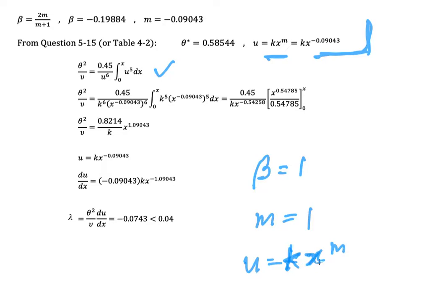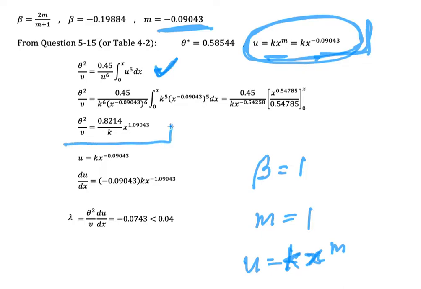But in this situation, we have m equal to negative 0.09043. So the equation for the local velocity will become kx to the power of negative 0.09043. And then we substitute into the Twitch equation here, and then you could solve the problem. Then we need to calculate the value of lambda. We start with du/dx, and then we could calculate lambda, which is negative 0.0743, which is less than 0.04.